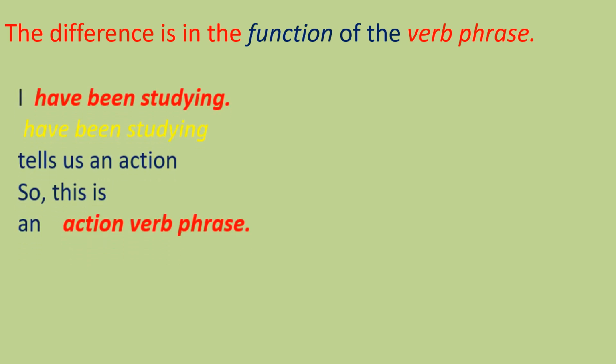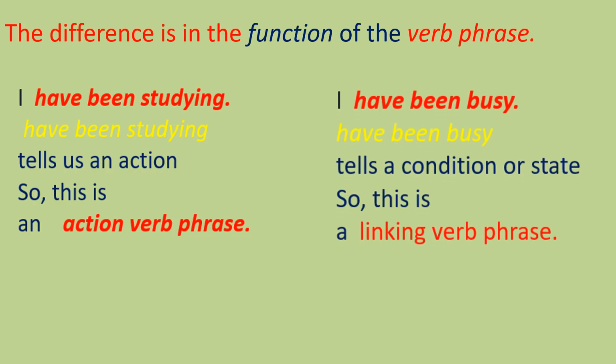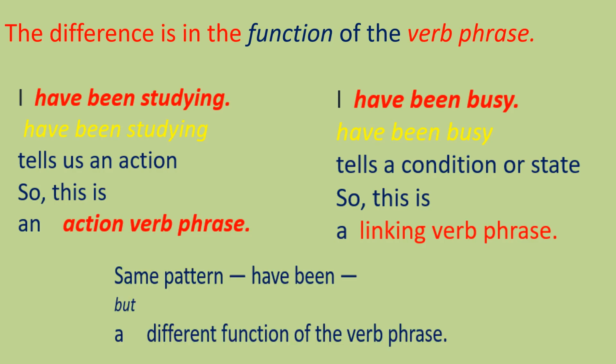Look at the first sentence. I have been studying. Have been studying tells us an action, so this is an action verb phrase. Now look at the second sentence. I have been busy. Have been busy tells us a condition or state, so this is a linking verb phrase. Same pattern, have been, but a different function of the verb phrase.